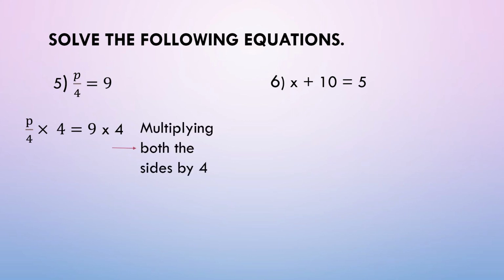Okay, so your 4 and 4 will get cancelled. 9 4s is what? 36. So P is equal to 36.